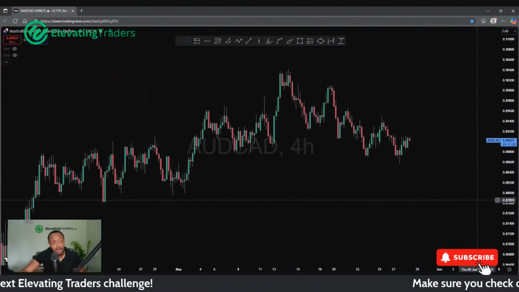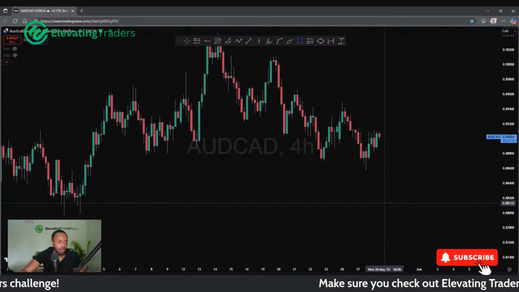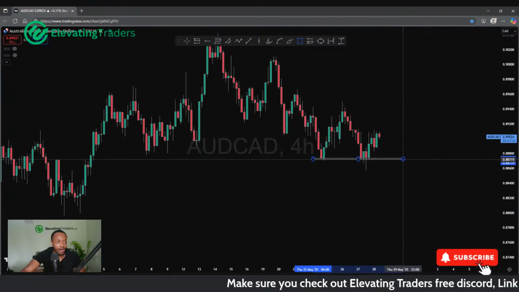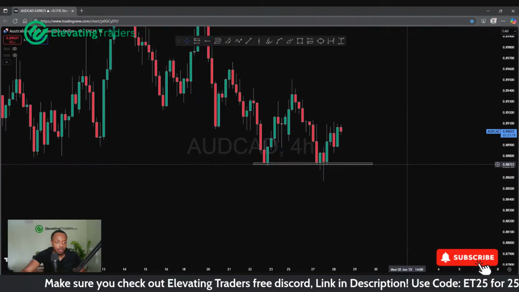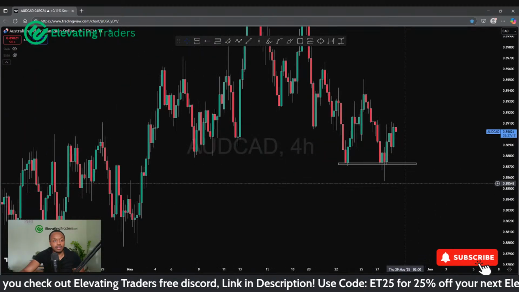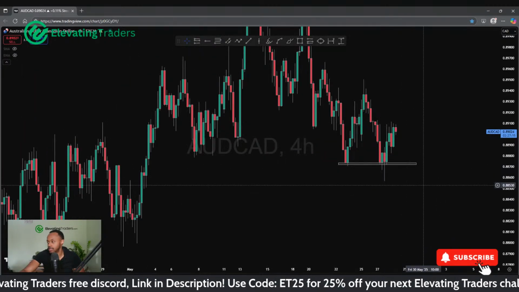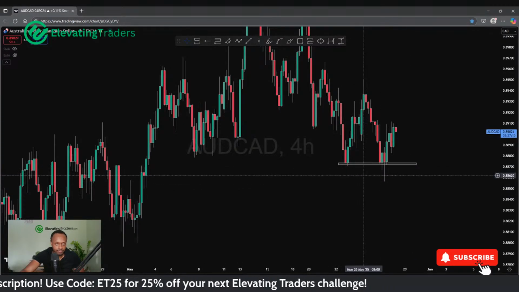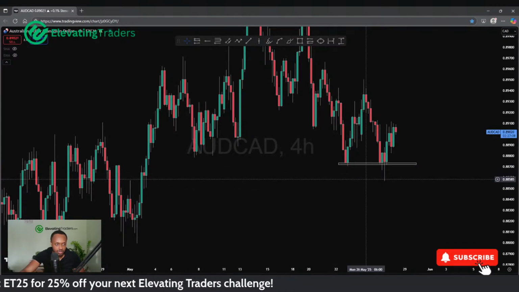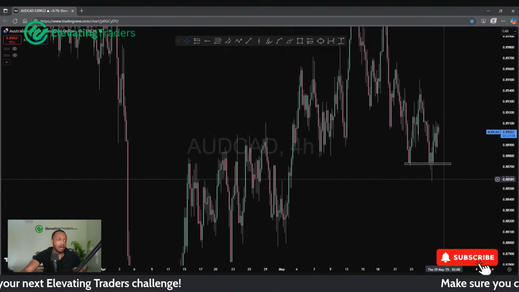Again, we've had a better rejection at the low, because I remember you were buying from that support level, weren't you? You were buying from this low, 0.88700 roughly, stop loss around here. Just about took the stop loss.